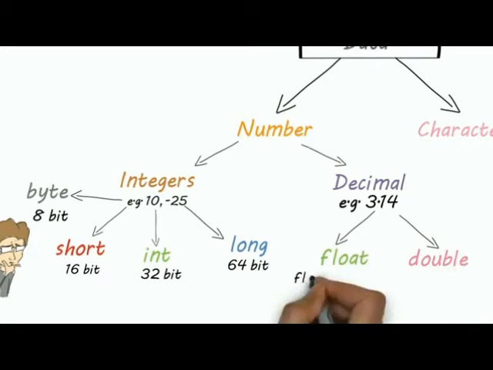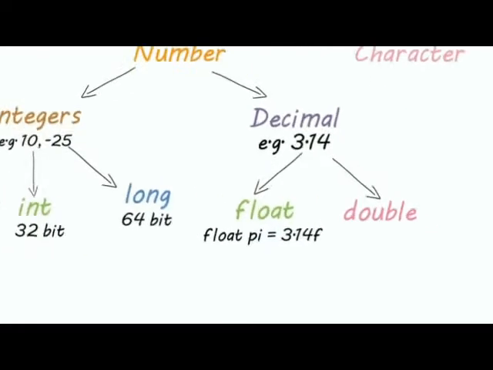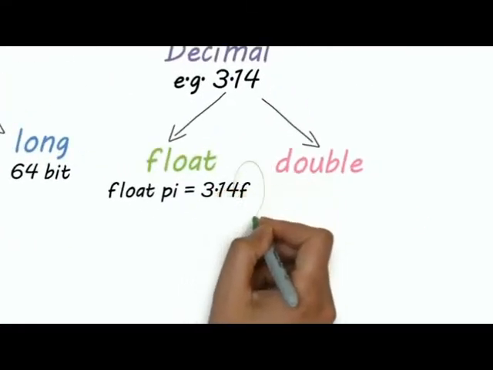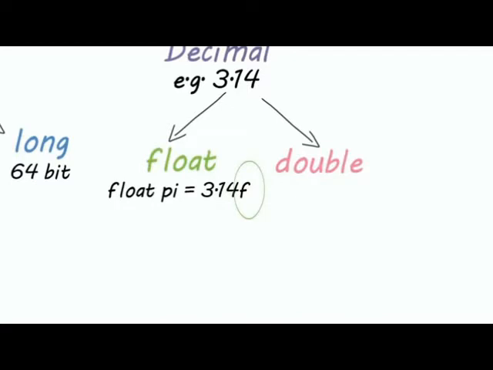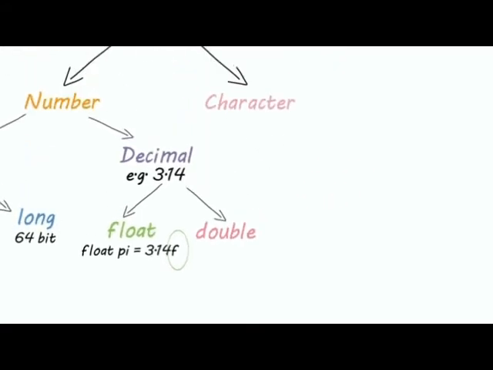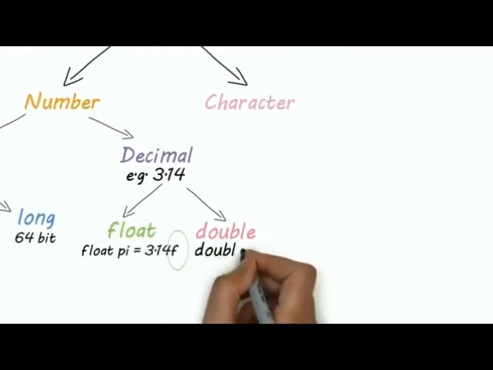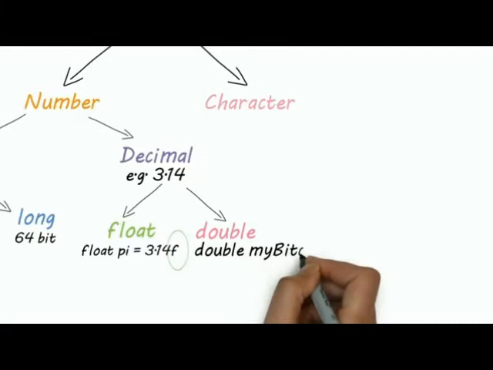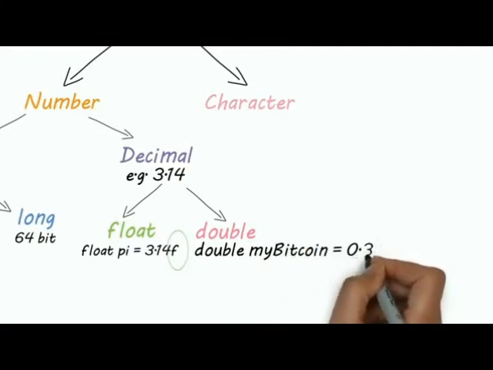If we want to store small decimal values, such as pi equals 3.14, we will use float. In float, we use lowercase or uppercase f on it. Example, 3.14f. If we use double, as in my Bitcoin is equal to some value.